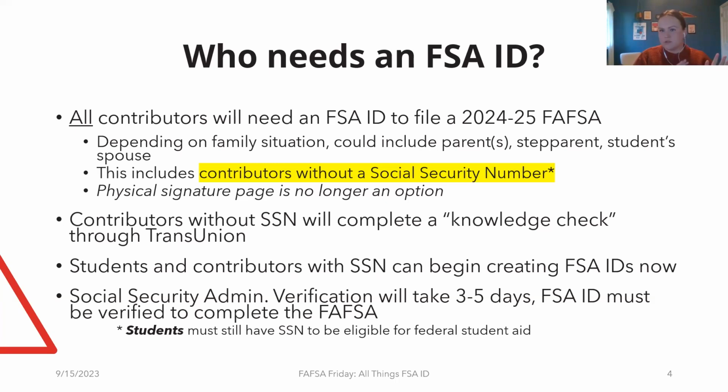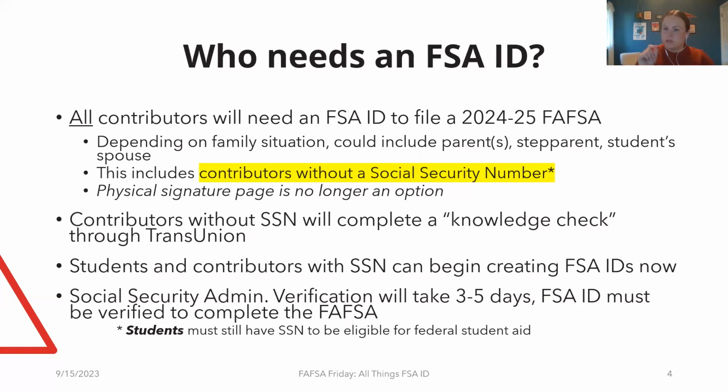Before, if you did not have a social security number, you were not able to set up an FSA ID, and the process for students with parents or a spouse who did not have a social security number would be to complete the FAFSA online, print out that physical signature page, and have that contributor sign and mail it into Federal Student Aid. That is no longer going to be an option. So anyone whose information is going onto a FAFSA must have an account and an FSA ID set up.